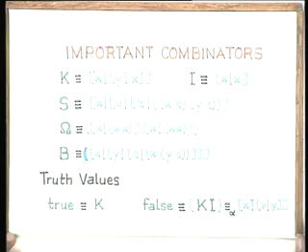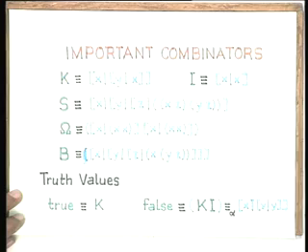So I showed you some important combinators yesterday: K, S, omega, B. There's another important combinator, W, which I'll mention when it comes. Okay. And then we were looking at data structuring in the lambda calculus, how to represent data as functions.